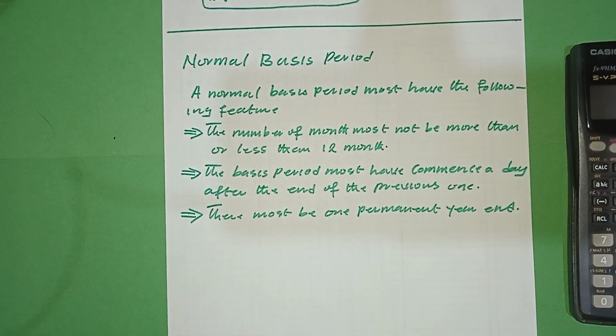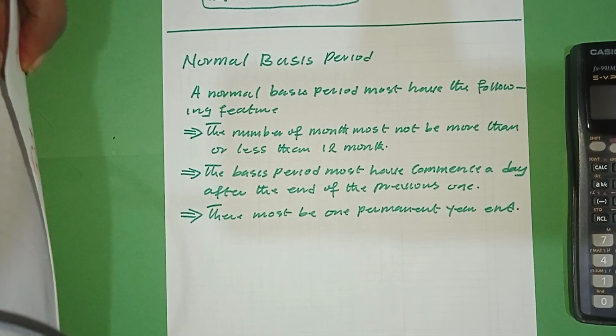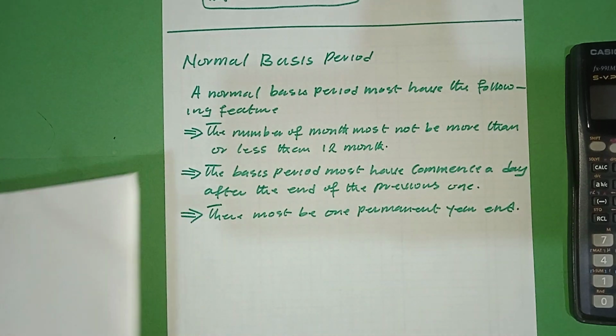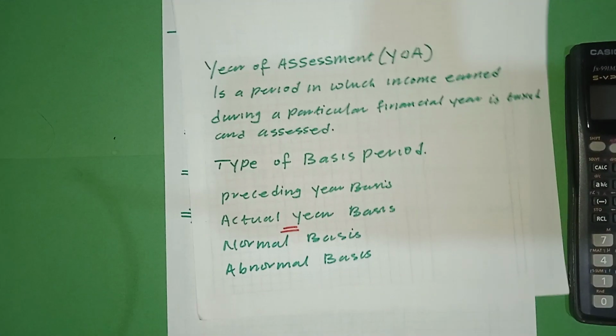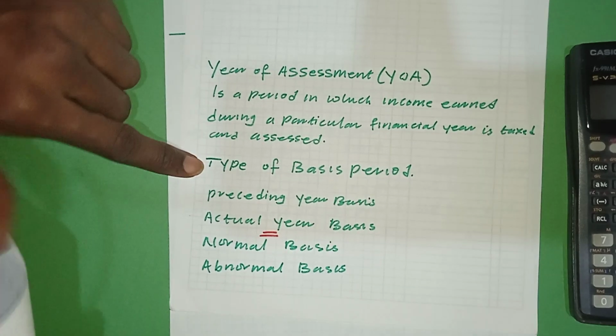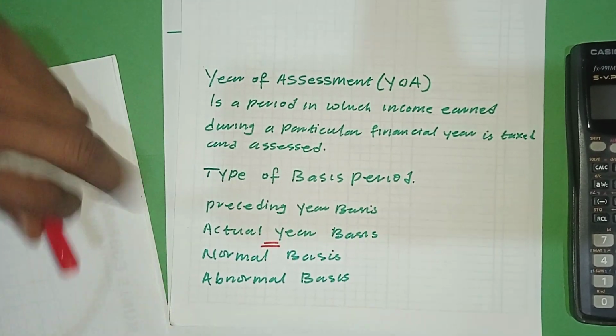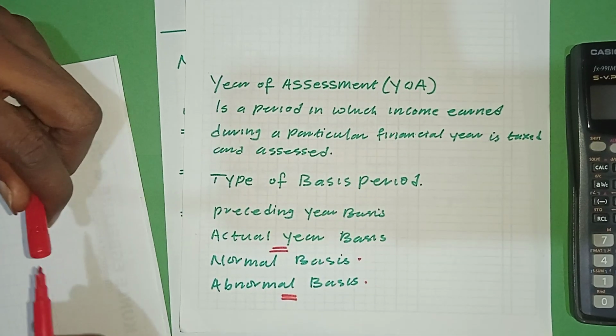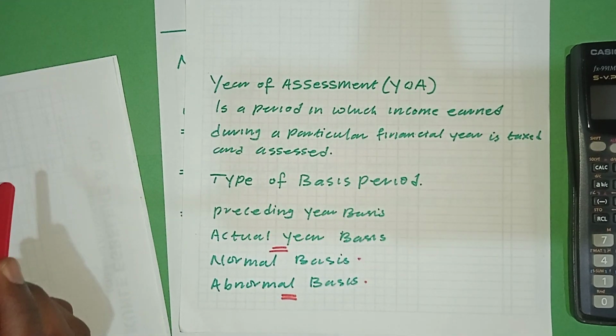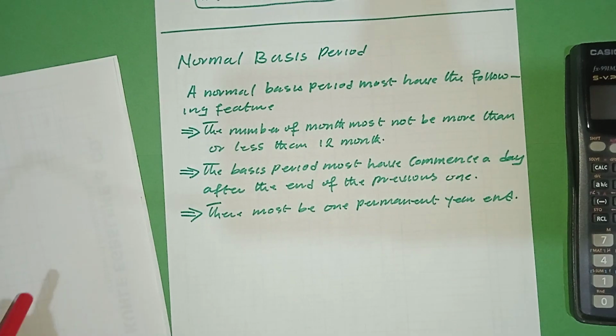Normal basis period. That is what we call normal basis period and abnormal basis period. Now we are going to discuss these two: normal basis period and abnormal basis period.